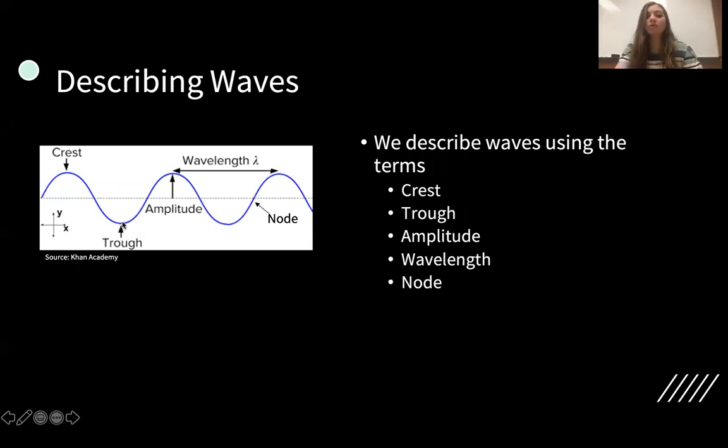The amplitude is the maximum height of the wave, and we measure that from the midline up to the crest, or we could measure down to the trough too. And the next is wavelength, and that's the distance between two crests. And a node is a point on the wave where the amplitude is 0.